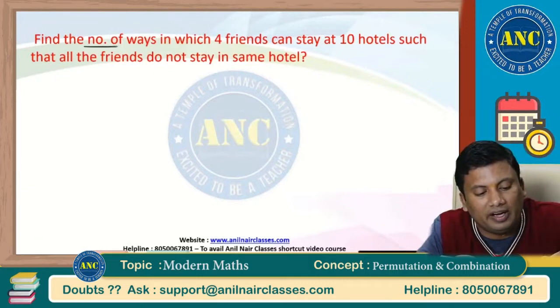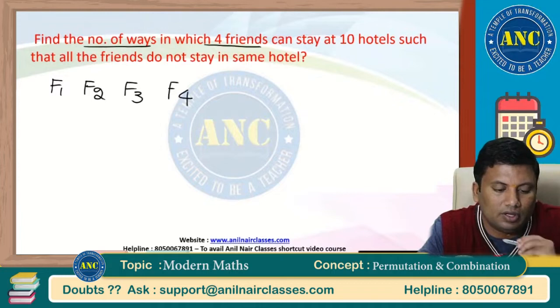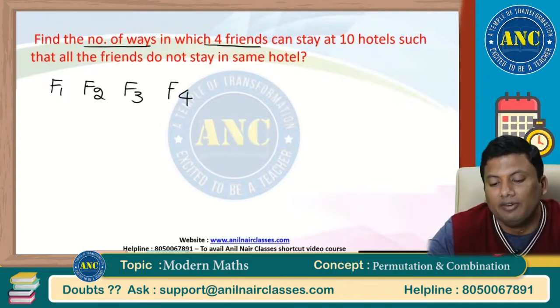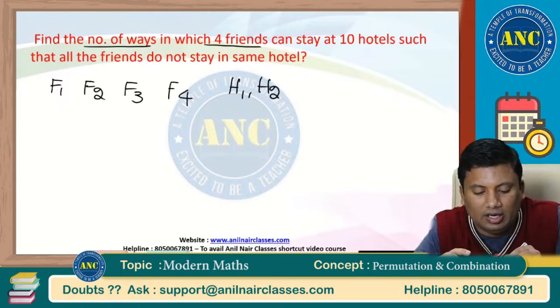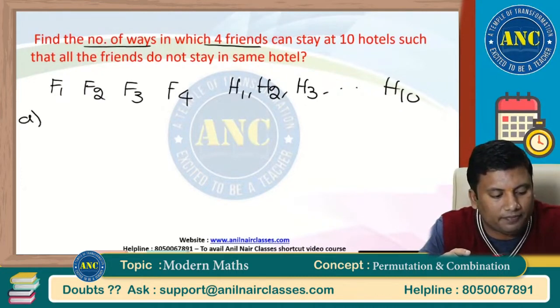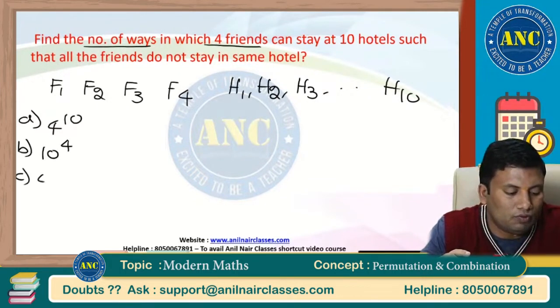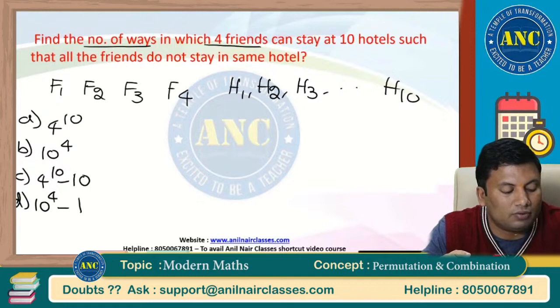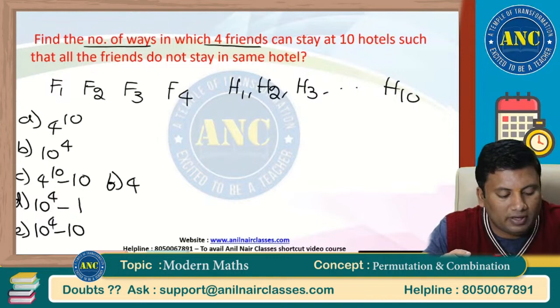Another question. Find the number of ways in which 4 friends F1, F2, F3, F4 can stay in hotel 1, hotel 2, till 10 hotels. Now please solve this question, sir. Let me see who will get it right. I will write the options: 4 power 10, 10 power 4, 4 power 10 minus 10, 10 power 4 minus 1, 10 power 4 minus 10, 4 power 10 minus 1.